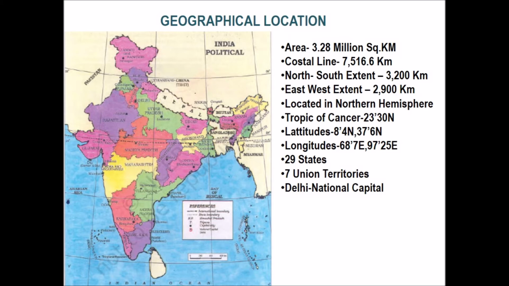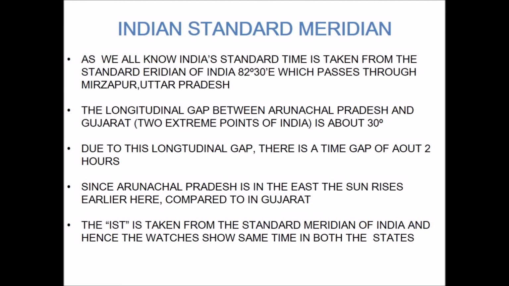Now moving on to the Indian Standard Meridian. As we all know, India's standard time is taken from the standard meridian of India, that is 82 degrees 30 minutes east, which passes through Mirzapur, Uttar Pradesh. The longitudinal gap between Arunachal Pradesh and Gujarat, the two extreme points of India, is about 30 degrees. Due to this longitudinal gap, there is a time gap of 2 hours.